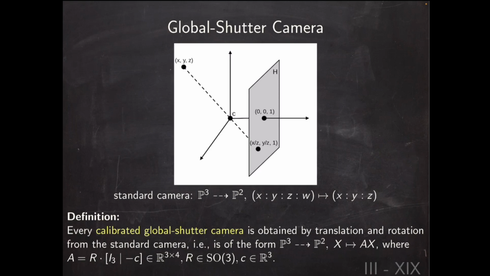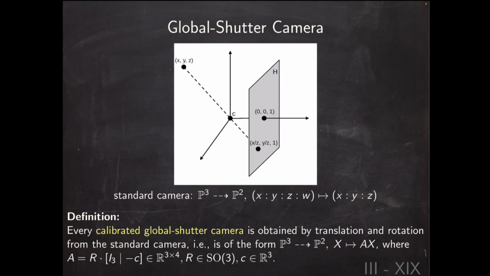So it's very important that we all understand this slide. If there's a question, now would be a good time. Think of a global shutter camera simply as a linear map from P3 to P2, given by a matrix of a certain shape, involving SO3.